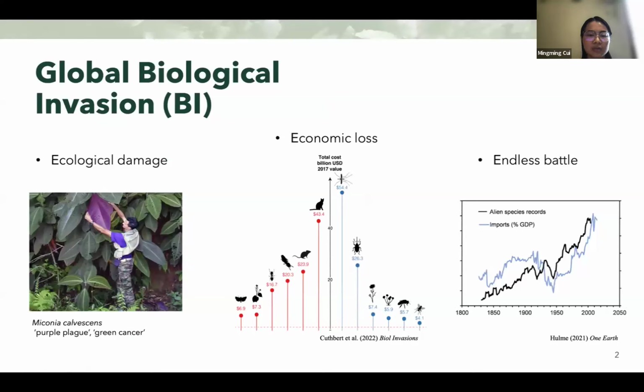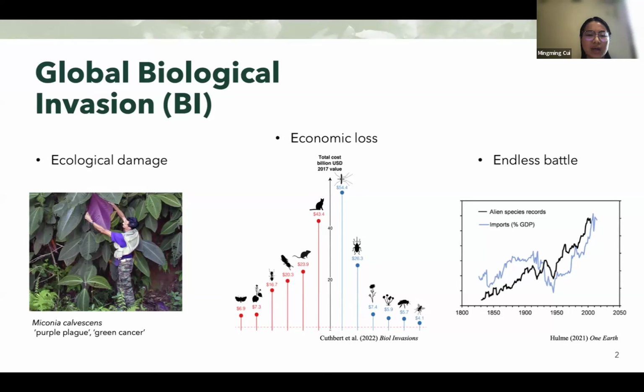Invasive species are those not native to a region and can cause harm to the environment, the economy, and even human health within that region. They can include plants, animals, fungi, or microbiomes. It is the second biggest threat to biodiversity following habitat loss. For example, the invasive plant Miconia can destroy native habitats by preventing sunlight from reaching the plants beneath it. Besides ecological damage, invasive species also impose massive economic costs.